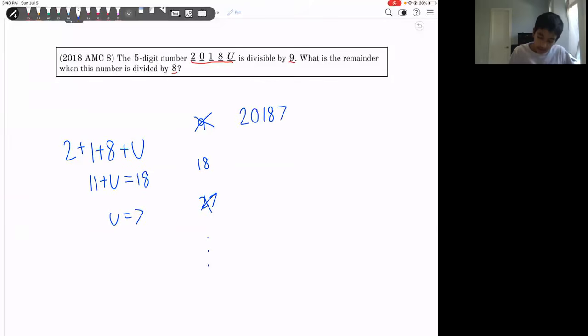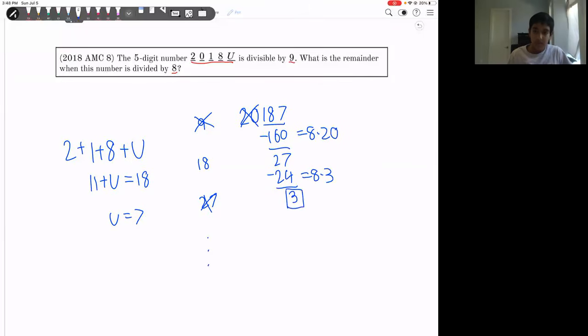20187. So now we look at the last 3 digits. We don't care about these 2 digits. 187. So let's do the same trick. We subtract 160, which is equal to 8 times 20. We get 27. And we can subtract 24, which is 8 times 3. And now we get a remainder of 3. So 3 is our answer. Any questions?